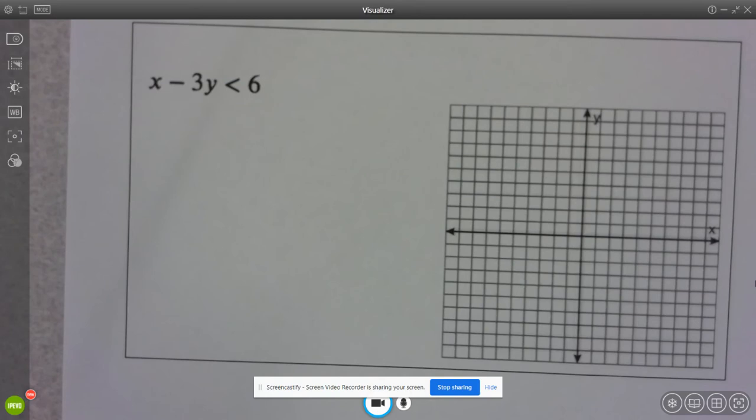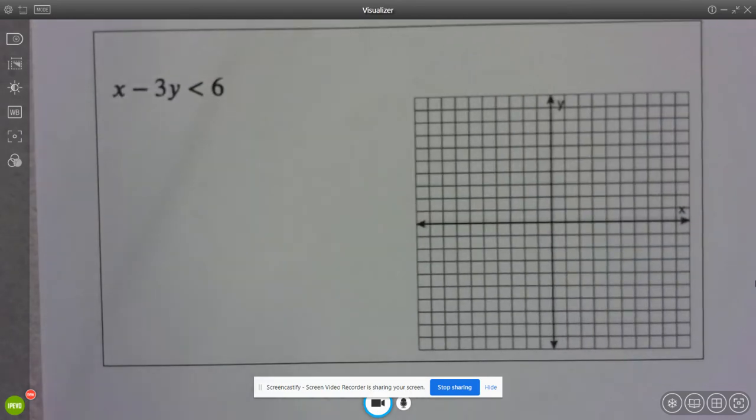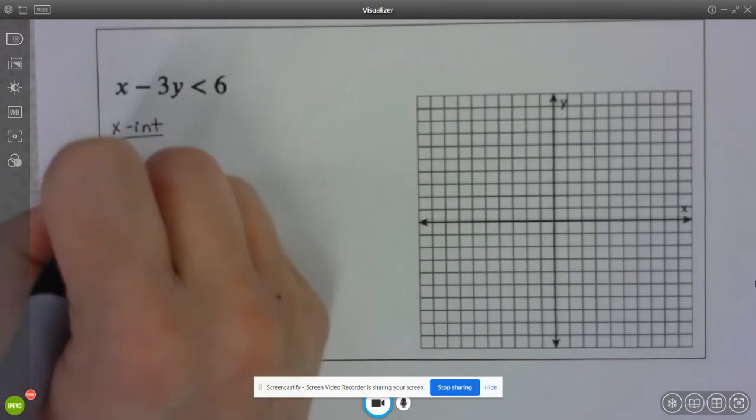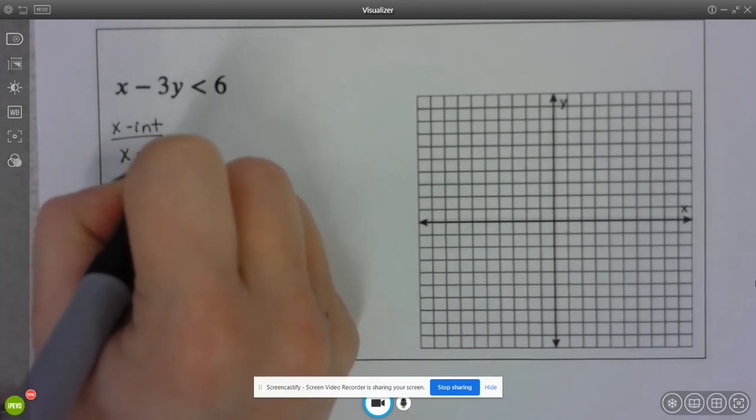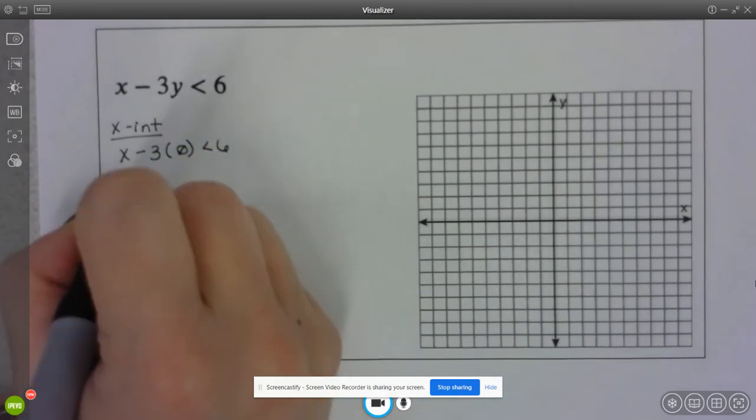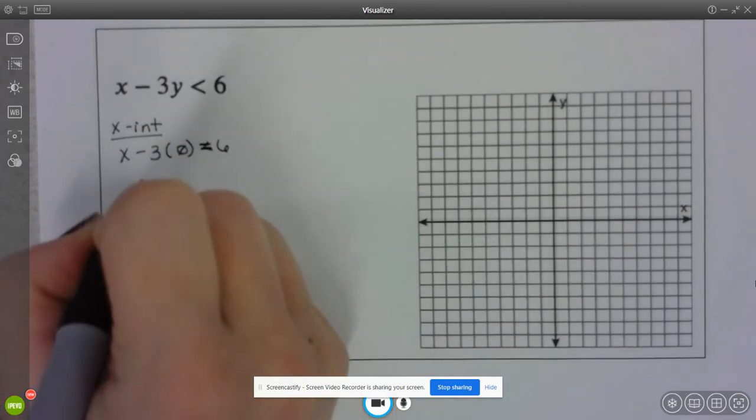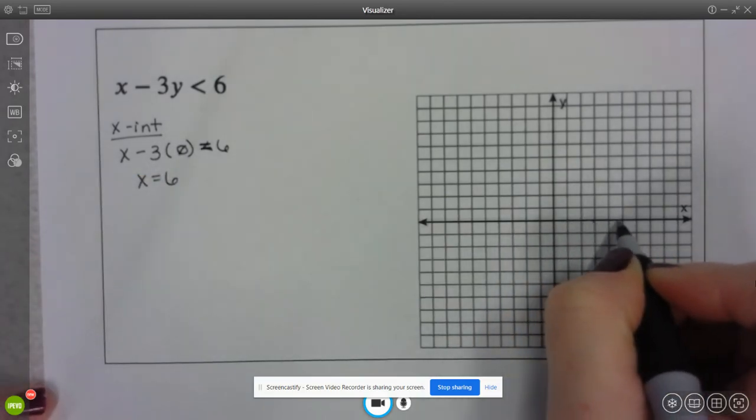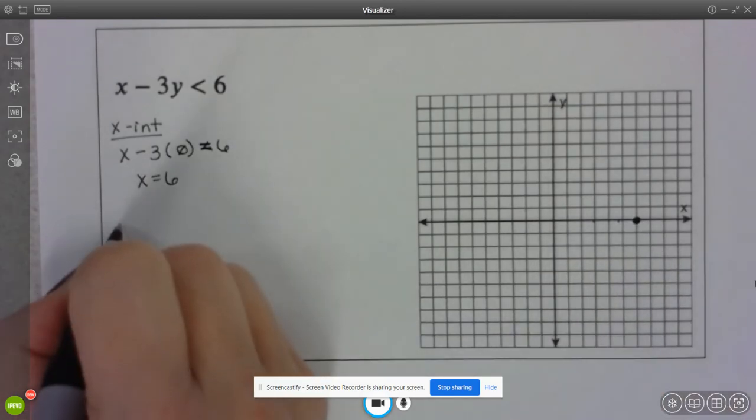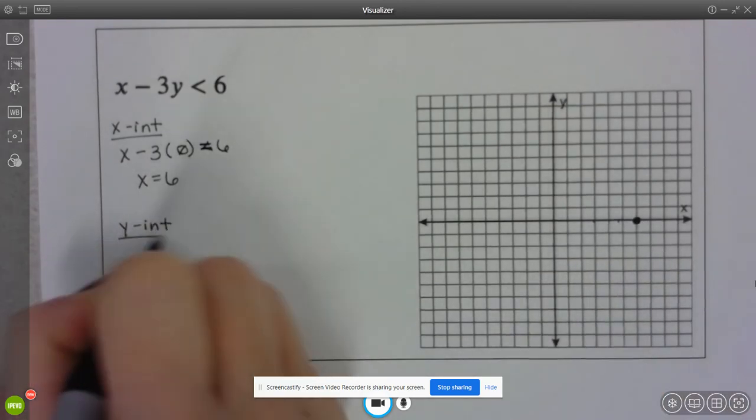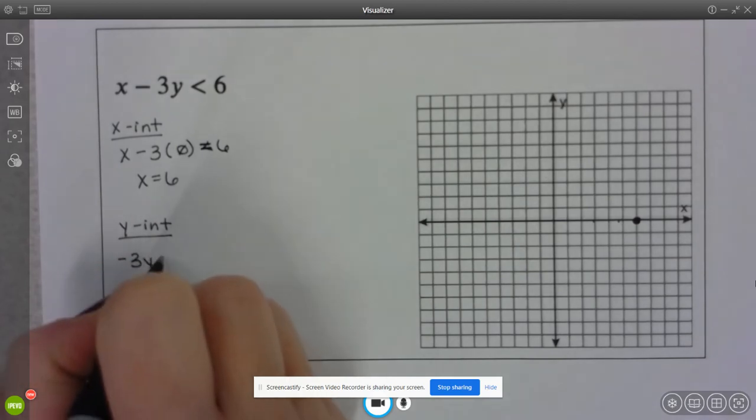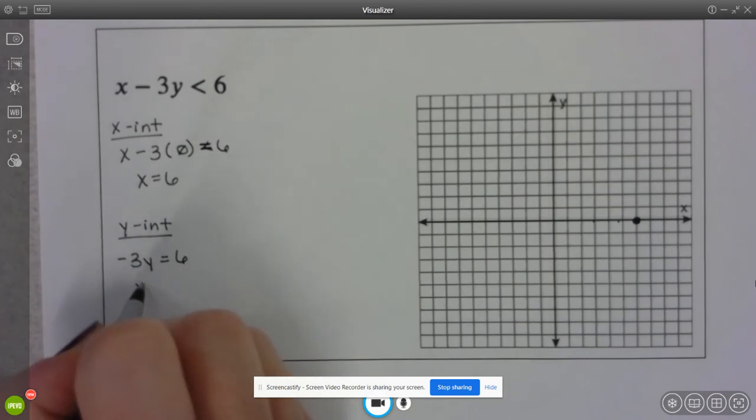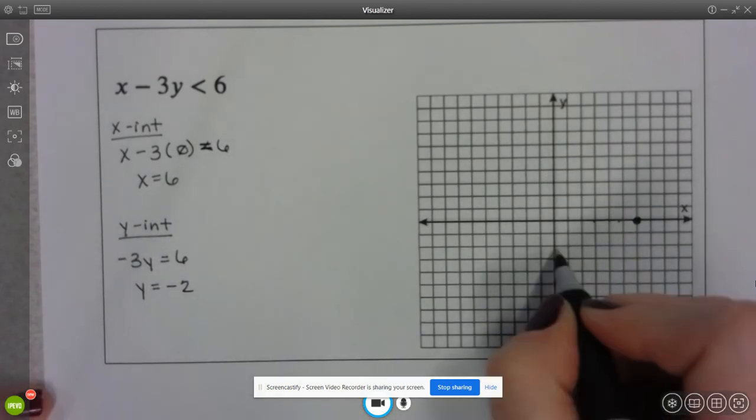All right, last two. I have another standard form for us. So I'm going to find my x and y intercepts. So for my x-intercept, y is 0. Well, let me make an equal sign. So here x is going to be 6. 1, 2, 3, 4, 5, 6. And for my y-intercept, negative 3y equals 6, because x is just 0. So that tells me y is negative 2.